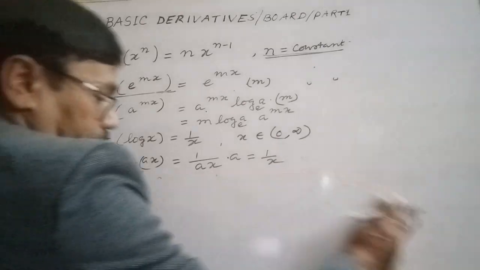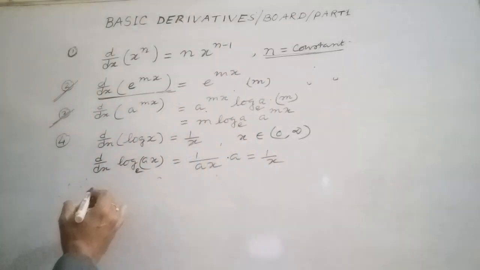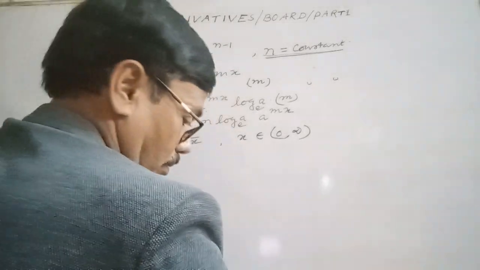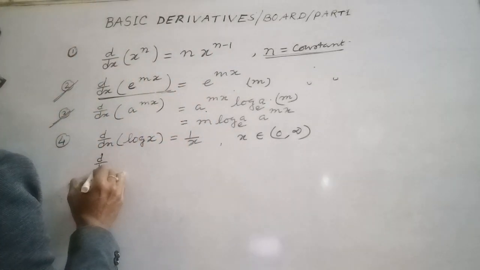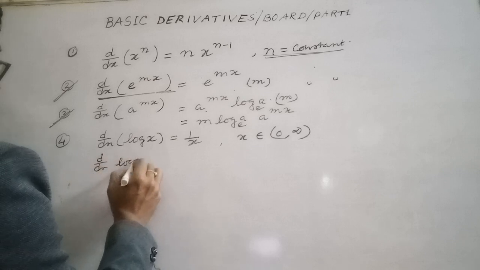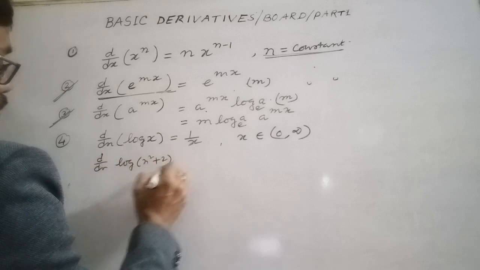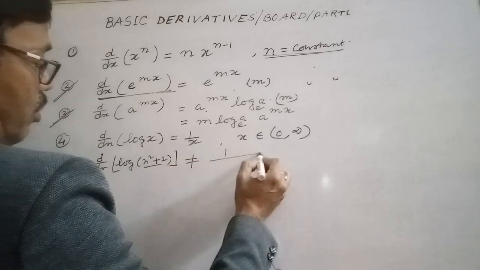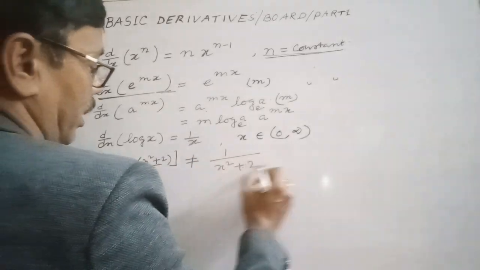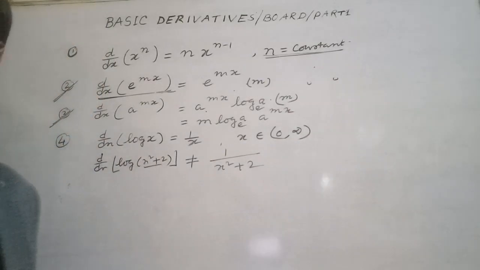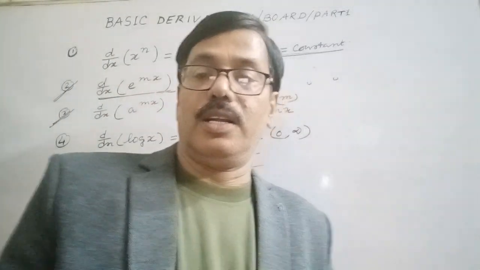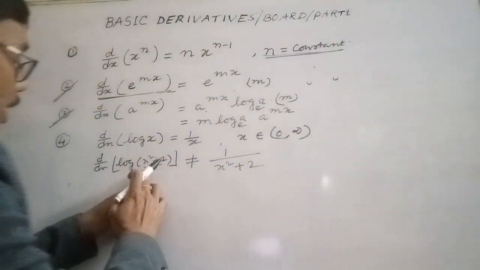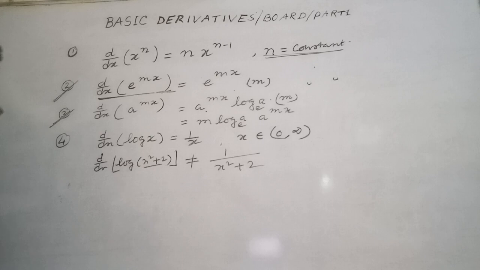But look, d/dx of log (x square plus 2). So the argument is not linear, so you cannot write 1 by (x square plus 2). I am saying repeatedly, this formula is applicable when the argument is a linear function.